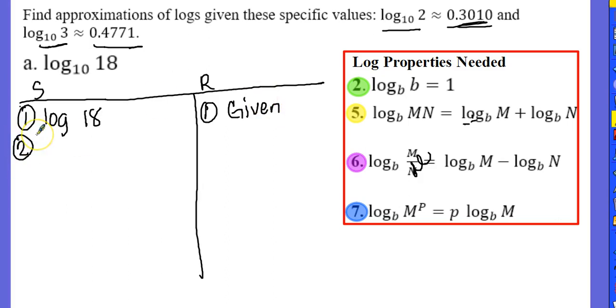Step 2. I'm trying to solve this, but I don't have the value of the log of 18, and I'm not allowed to use my calculator. So I'm going to convert, or I'm going to substitute the log of 18 with the log of 2 times 3 squared. It's a true statement, and it gets me closer to what I'm looking for. So step 2, what would be my reasoning?